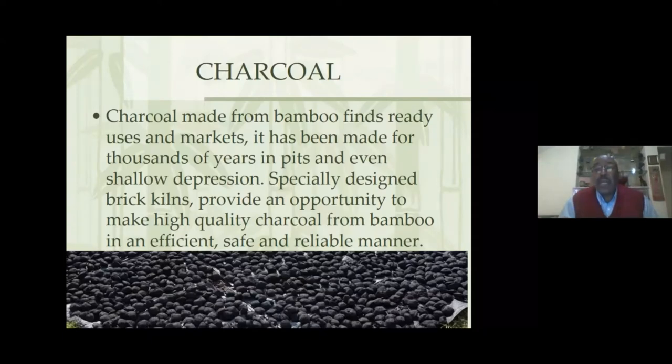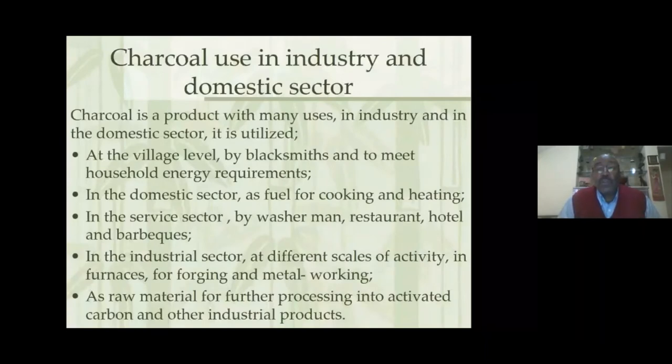Charcoal use in industry and the domestic sector. Charcoal is produced with many uses in industry and the domestic sector. It is utilized at the village level by blacksmiths and to meet household energy requirements. In the domestic sector, as fuel for cooking and heating. In the service sector, by washermen, restaurants, hotels, and barbecues. In the industrial sector, in furnaces for digging and metal working, as raw material for further processing into activated carbon, and other industrial products.